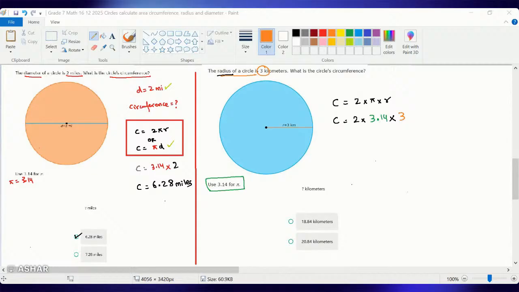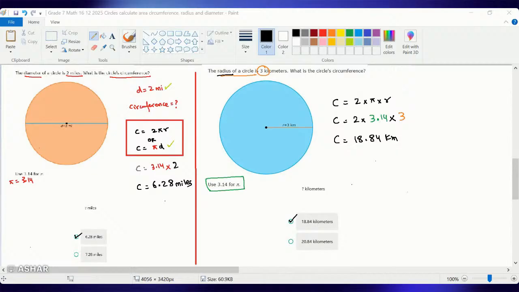Okay. Yes, 18.84. Very good. Thank you so much. So it comes out to be 18.84 kilometers. So we click on this option. Let's see, if we click on the option on the website in the test, would we get the correct answer? 18.84. We select this. Yes, it's correct. And it goes to the next question.